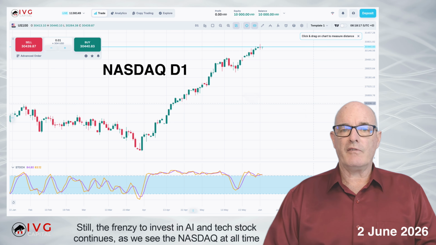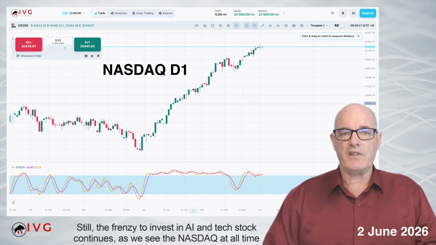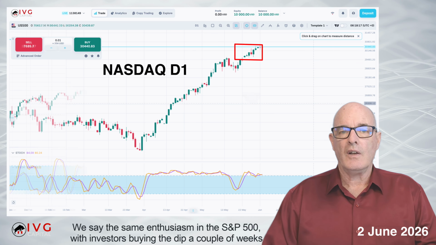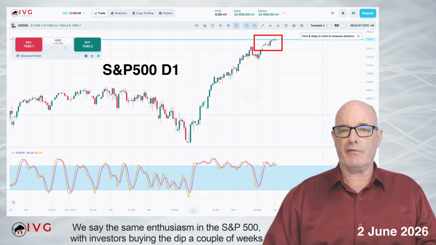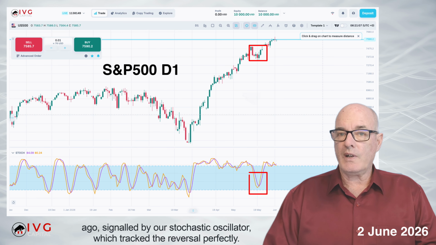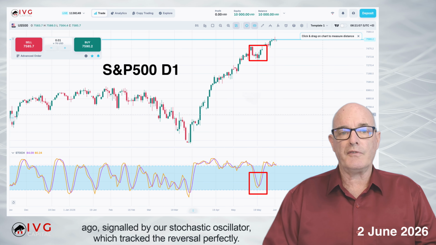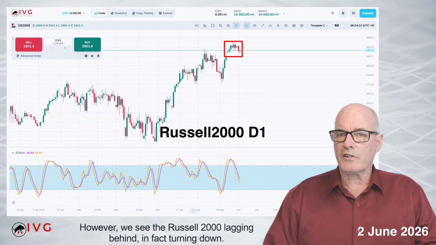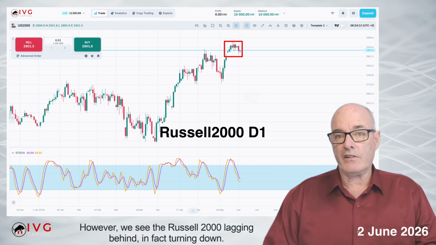Still, the frenzy to invest in AI and stock continues as we see the NASDAQ at all-time highs. We see the same enthusiasm in the S&P 500, with investors buying the dip a couple of weeks ago, signaled by our stochastic oscillator, which tracked the reversal perfectly. However, we see the Russell 2000 lagging behind, in fact turning down.